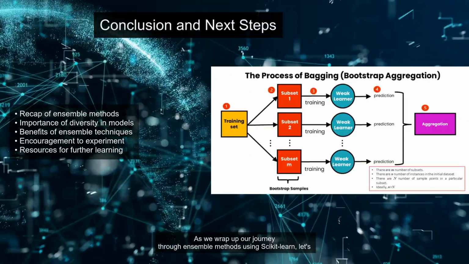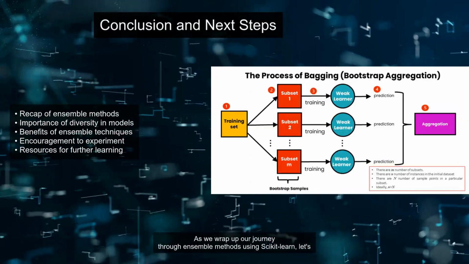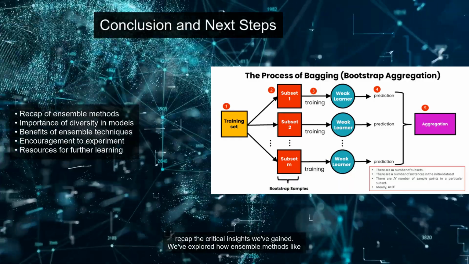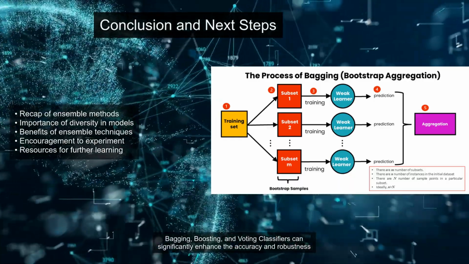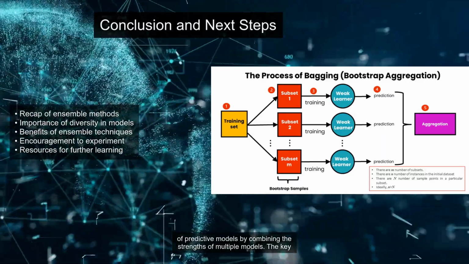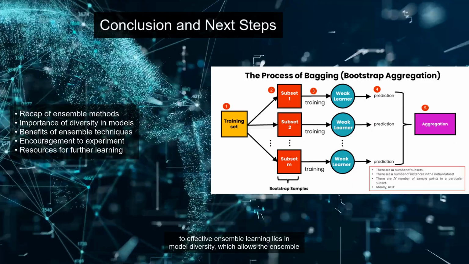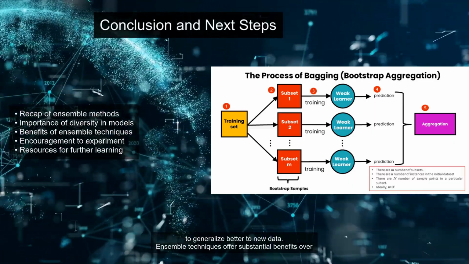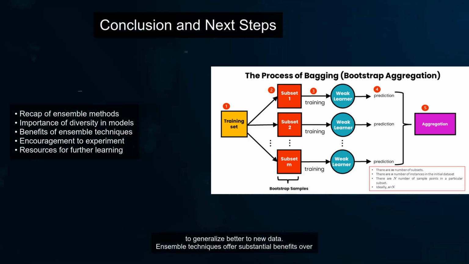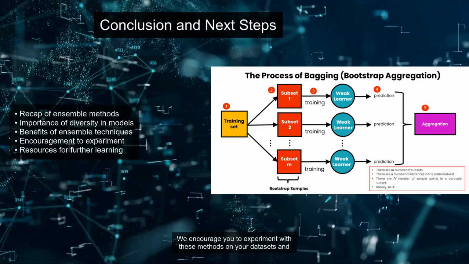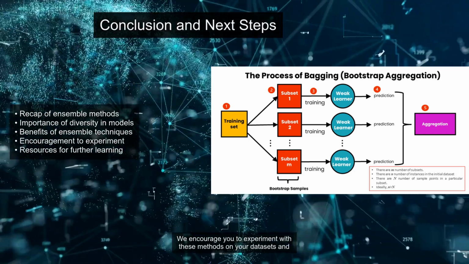As we wrap up our journey through ensemble methods using Scikit-learn, let's recap the critical insights we've gained. We've explored how ensemble methods like bagging, boosting, and voting classifiers can significantly enhance the accuracy and robustness of predictive models by combining the strengths of multiple models. The key to effective ensemble learning lies in model diversity, which allows the ensemble to generalize better to new data. Ensemble techniques offer substantial benefits over single classifiers and are an essential tool in the machine learning toolkit.